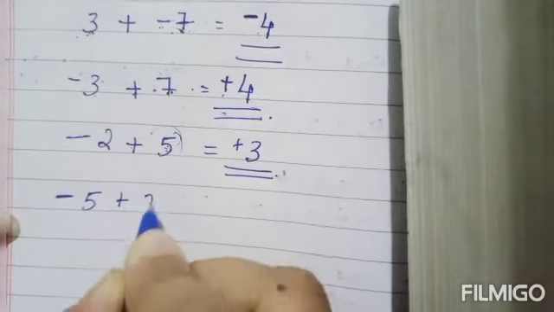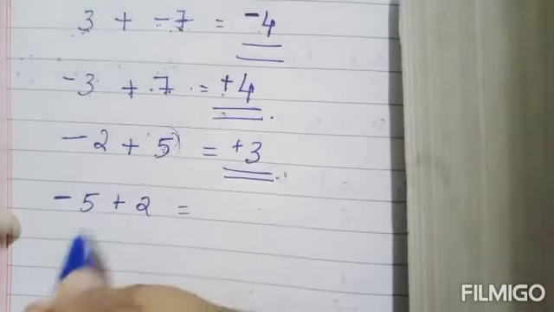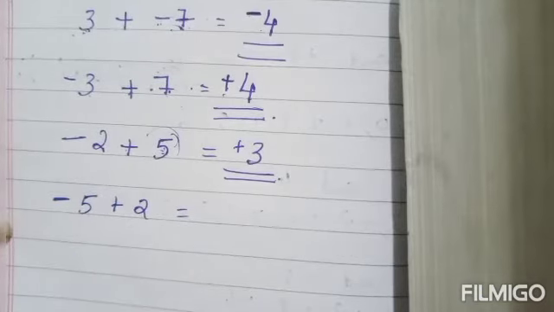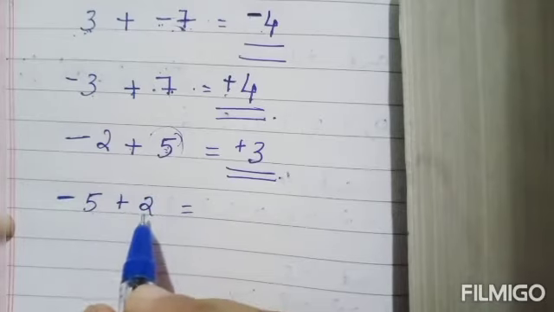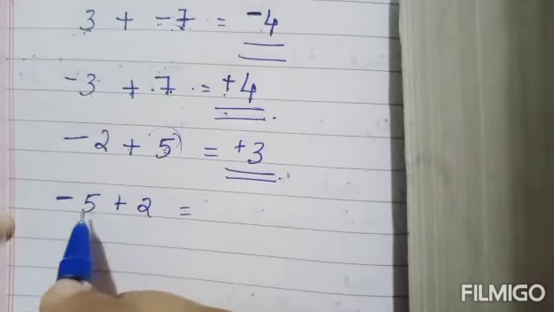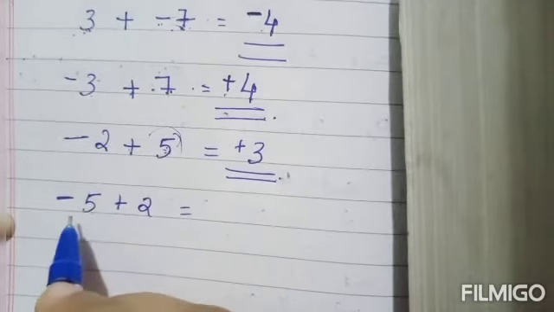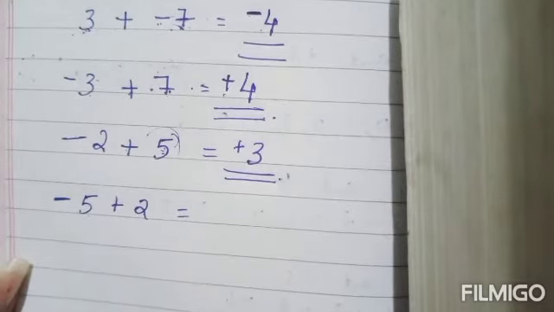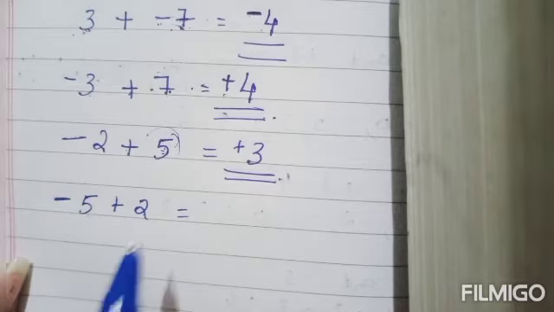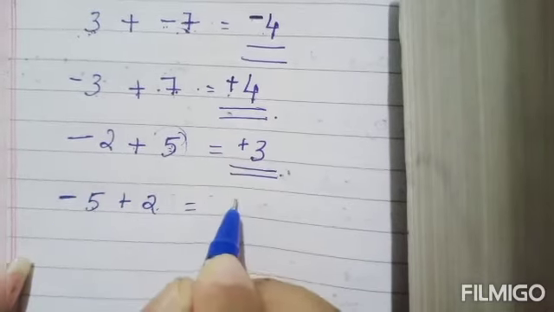Minus 5 plus 2, okay, is addition of a negative integer and positive integer. So if we have to add a negative integer and positive integer, first what we have to do, subtract the smaller integer from the greater integer, smaller number from the greater number. Okay, so 5 minus 2, what we will get?